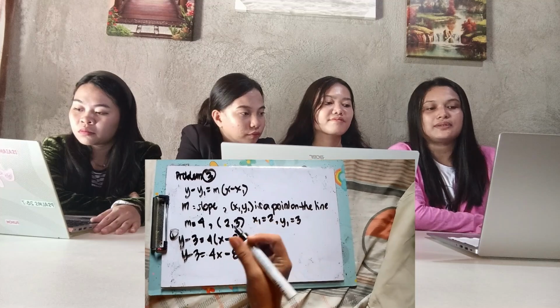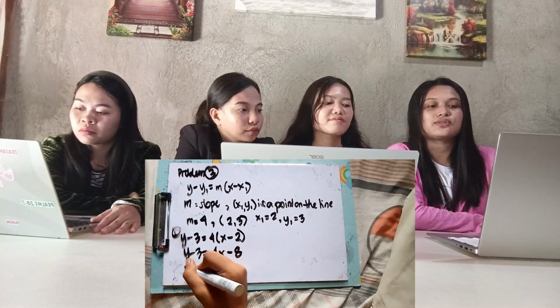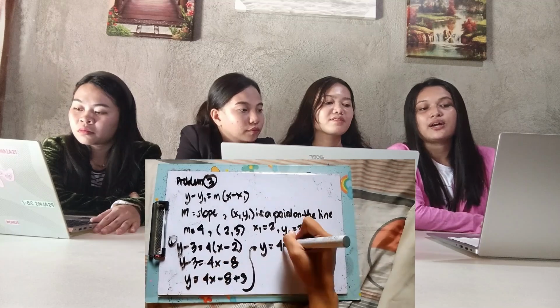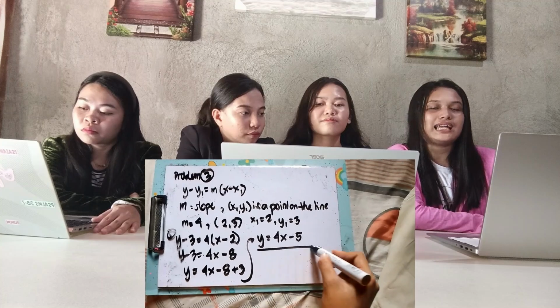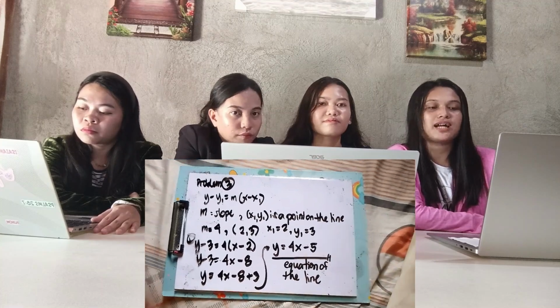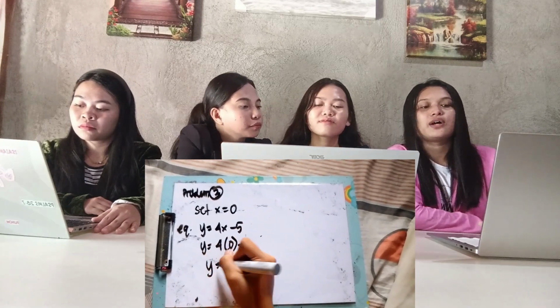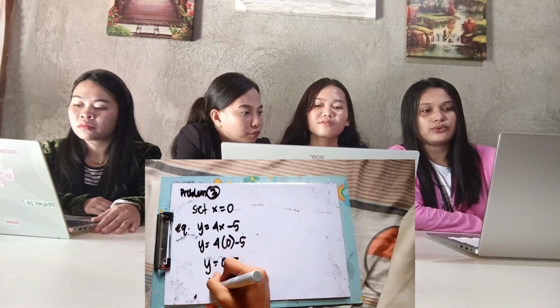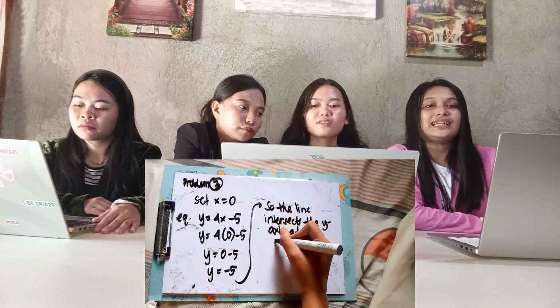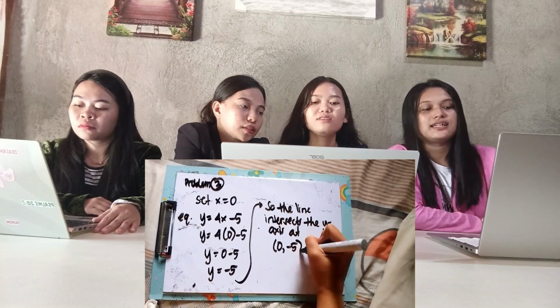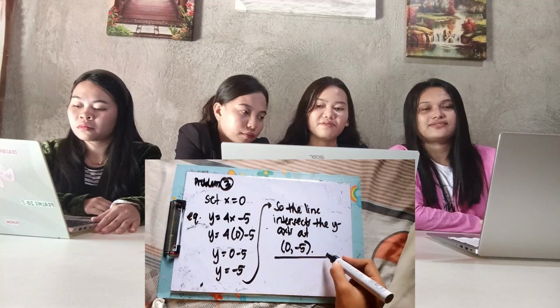And then we will add 3 to both sides to isolate y. We will get y equals 4x minus 5. So the equation of the line is y equals 4x minus 5. So the second step, to find where the line intersects the y-axis, we set x equal to 0. So we will have y equals 4 times 0 minus 5, equals negative 5. So the line intersects the y-axis at (0, negative 5).